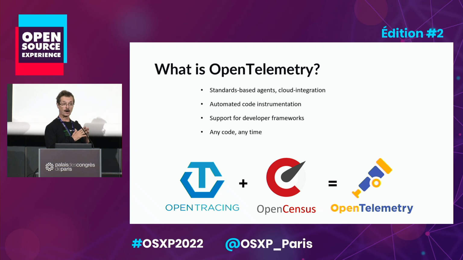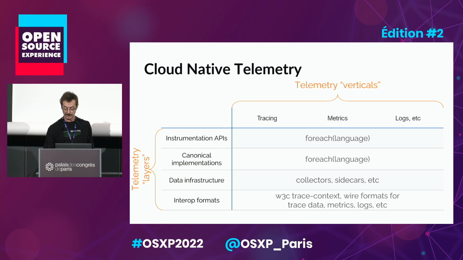It has some automated code instrumentation, so you can do auto instrumentation of certain code bases. It has developer framework support, pretty much any code, anytime. And we could retrofit from Open Tracing to Open Census, use that code, and pull it into OpenTelemetry. When we got farther into this, we decided that was not going to work for us because we wanted to be able to keep with the future and not just keep supporting an older technology from the past. Now, OpenTelemetry actually does do this.